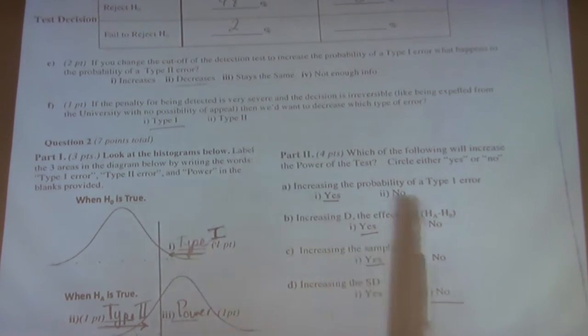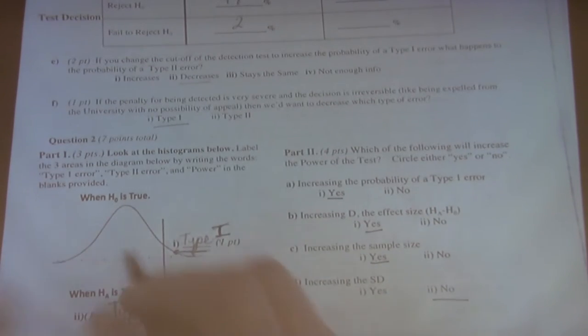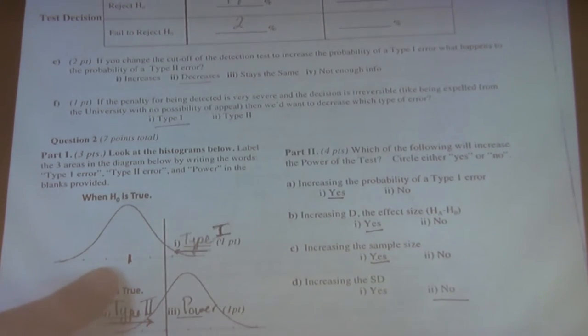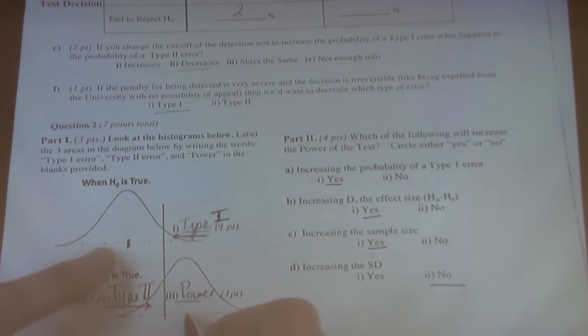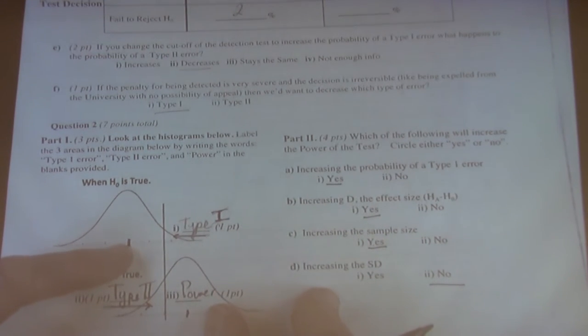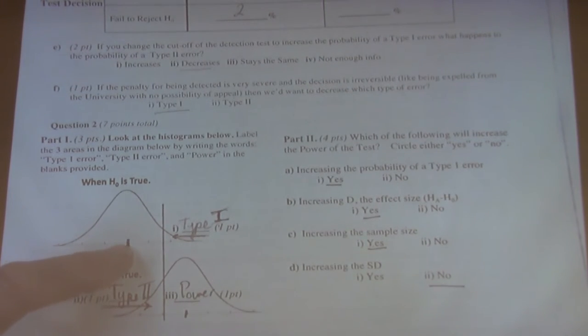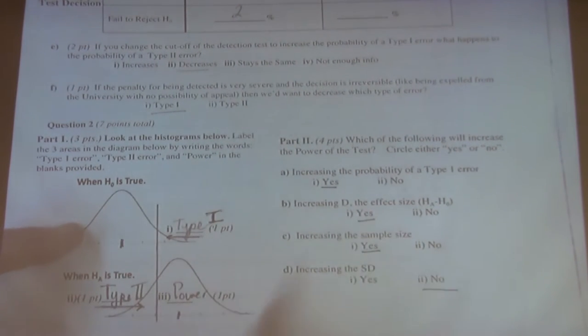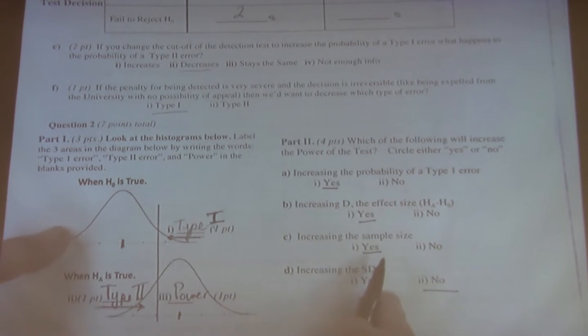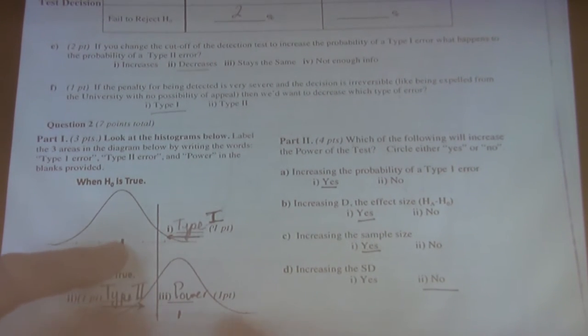Increasing D, the effect size. Well, the D, the effect size, is the difference between the null, right there, and the alternative, the hypothesized null and alternative. And clearly, if we made this a bigger difference, this whole graph would move out and the power would increase. A bigger difference is easier to detect. So you have more power in detecting it.